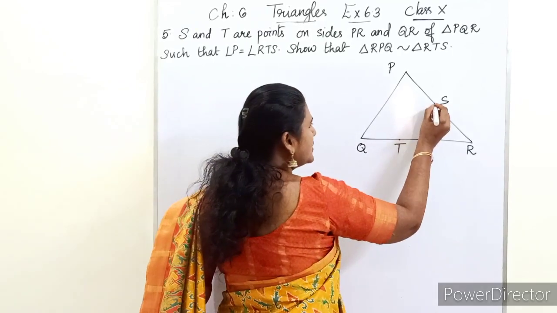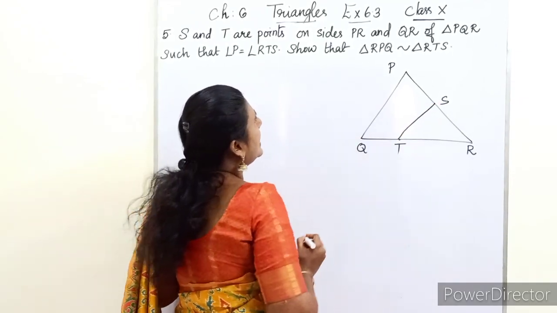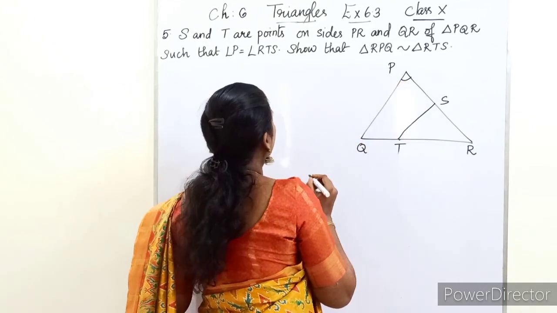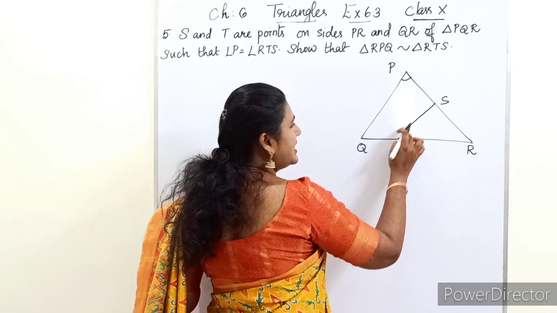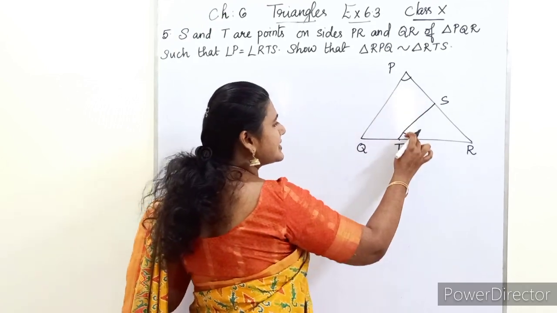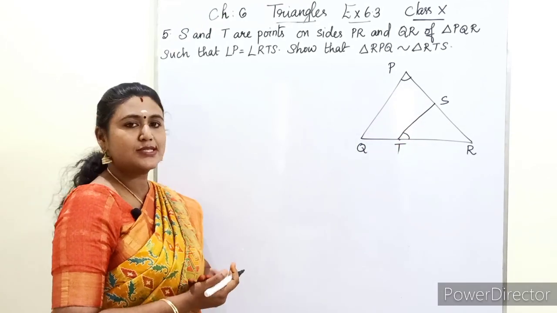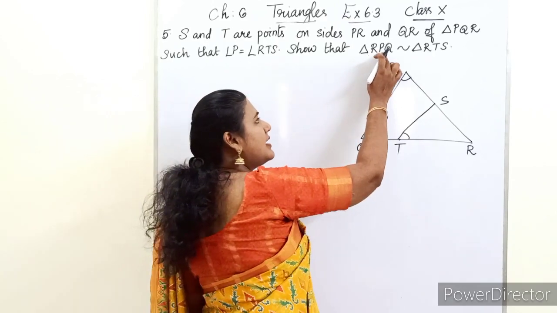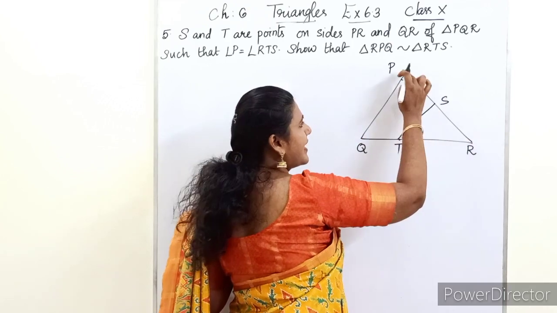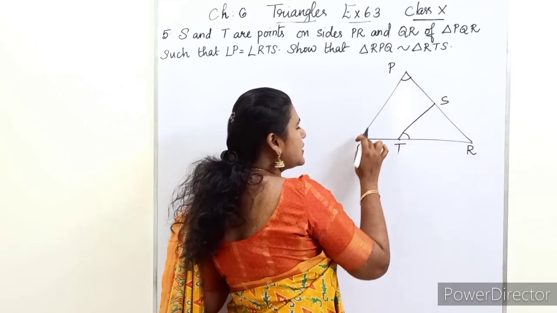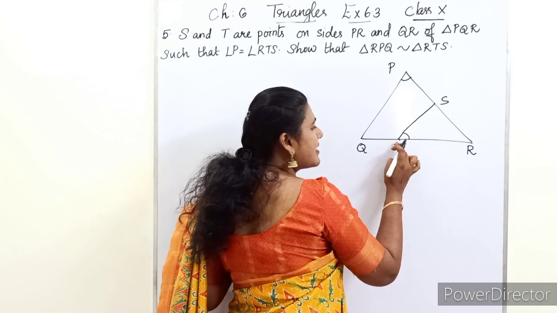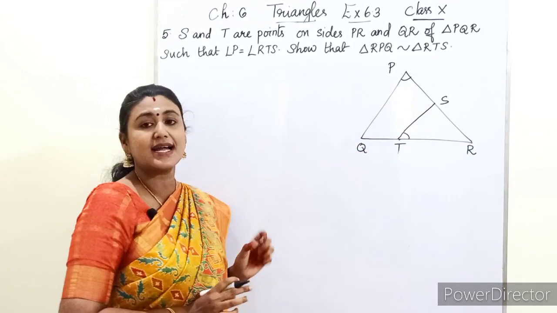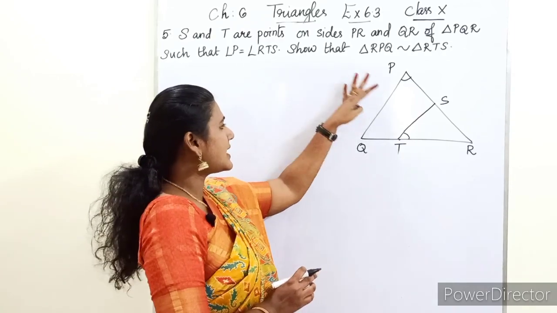So now we are going to join these 2 points and one more condition is given, angle P. So this angle and angle RTS, these 2 angles are equal. So this condition is also given in the question. Then we have to prove that triangle RPQ, that means this full triangle, and triangle RTS, this small triangle, these 2 triangles are similar. Okay, so these are the conditions given.